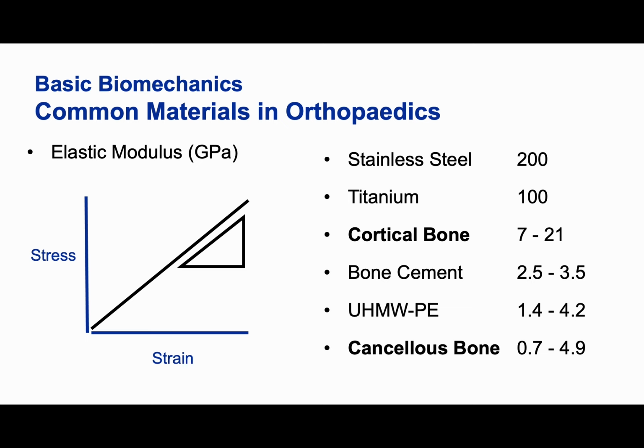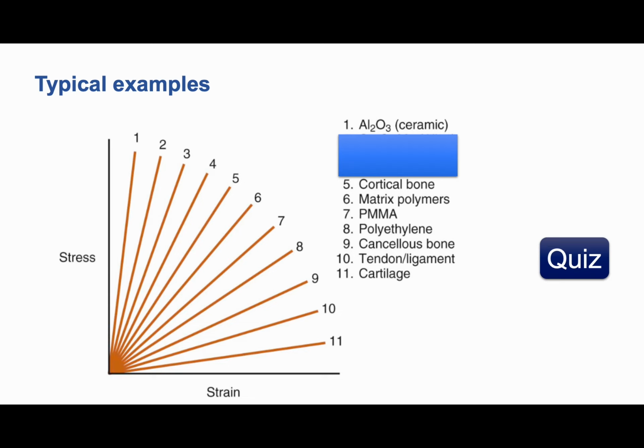Here are typical elastic moduli of common material encountered in orthopedic surgery relative to each other and to bone. The stiffest material we use in orthopedics is ceramic. If you knew that the next three materials, number 2 to 4, are metals commonly used in orthopedic implants, could you arrange them from the higher to the lower stiffness? That is absolutely right. The material next in stiffness is cobalt chrome, followed by stainless steel, and then titanium.